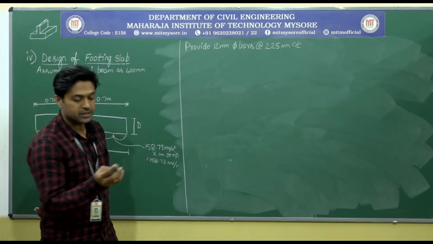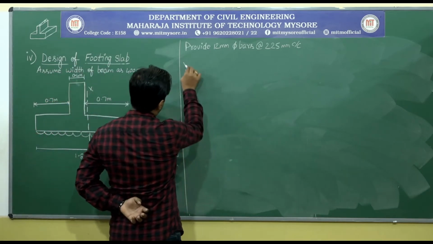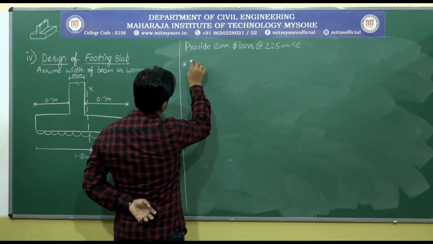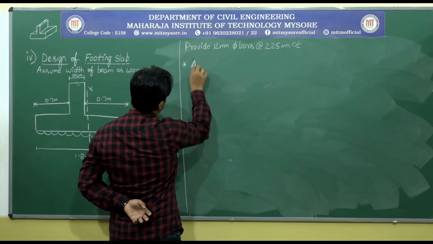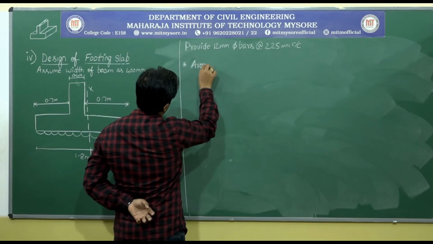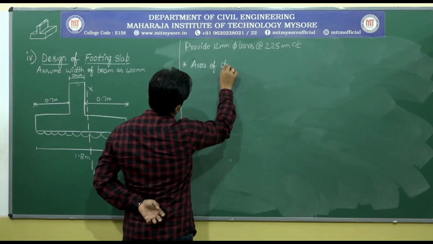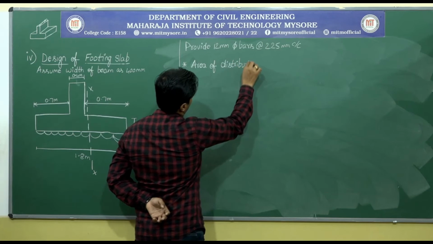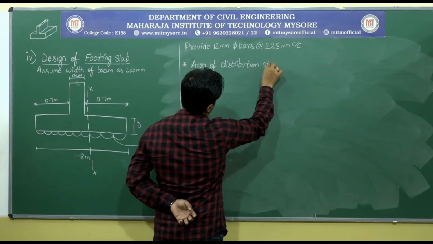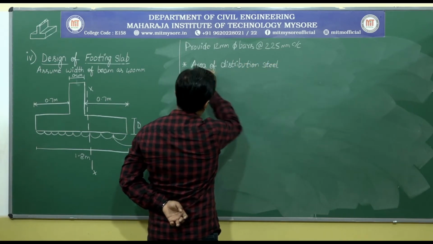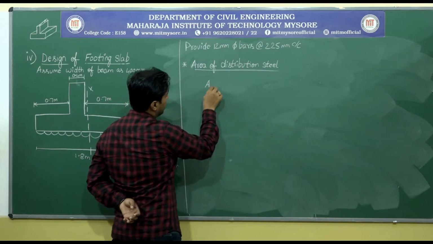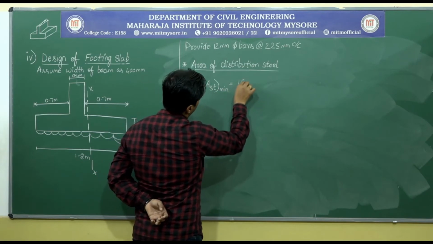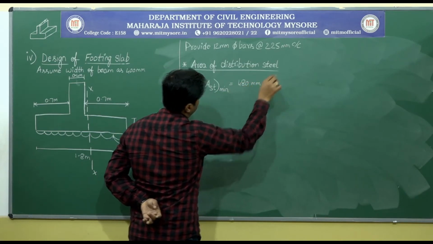Now let me go with the distribution steel. Okay. So next, under the heading, the design of footing slab itself, it is area of distribution steel. I think the distribution steel value you people know, it is nothing but the AST minimum value. So it's 480 mm square.